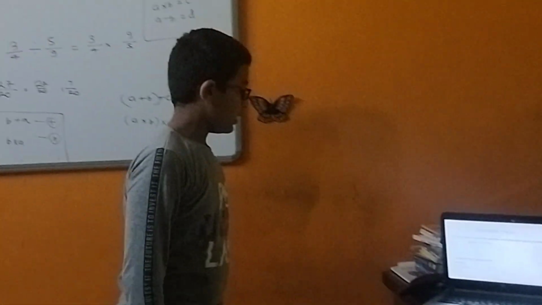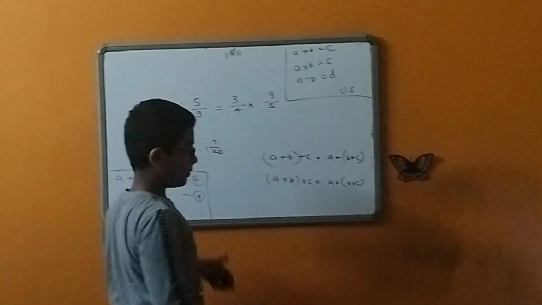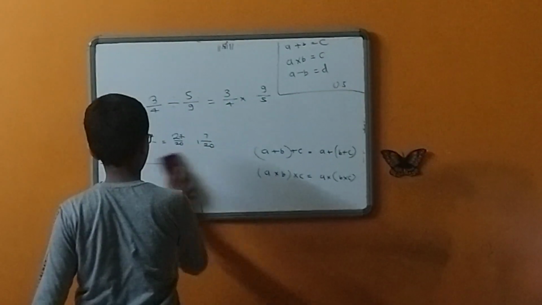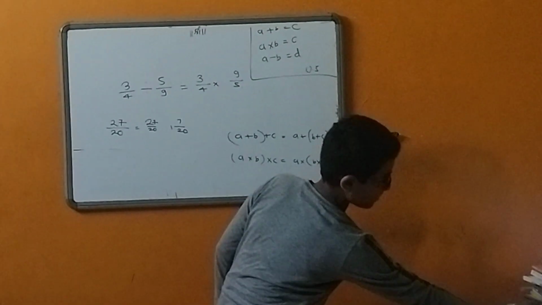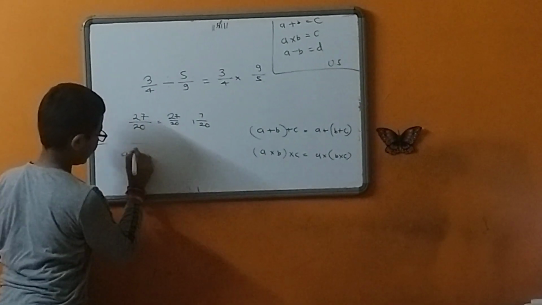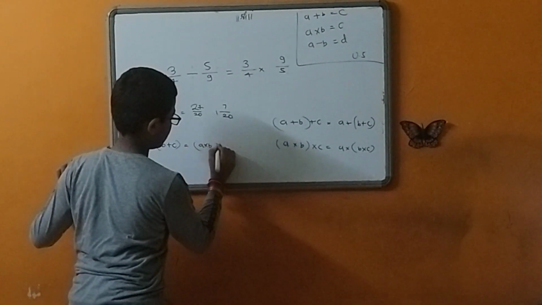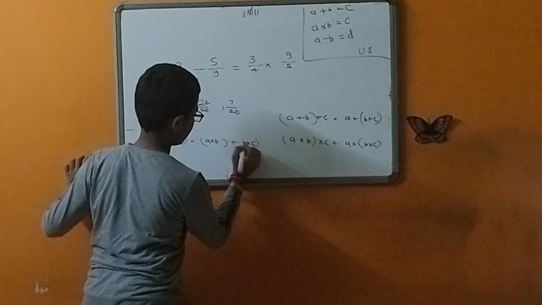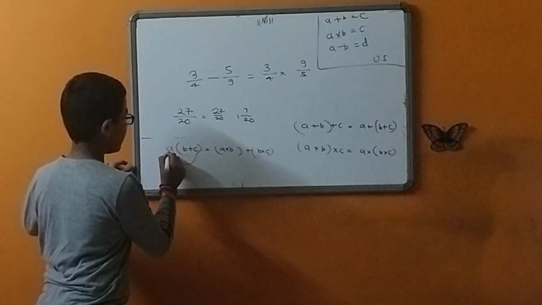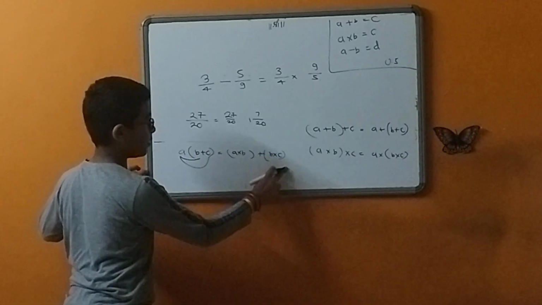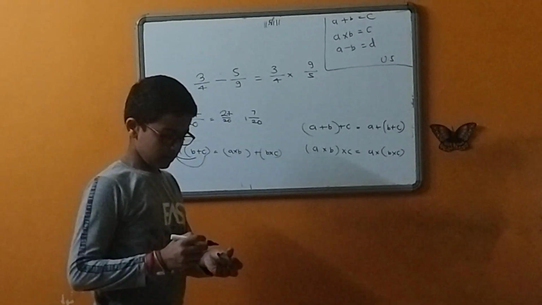Next is distributive property. The property in which the operands are distributed by giving brackets. For example, a into (b + c) gives us a into b plus a into c. Means here a is multiplied by b and also with c. We have only opened the bracket and distributed it along the two terms. This is applicable for only addition and subtraction.